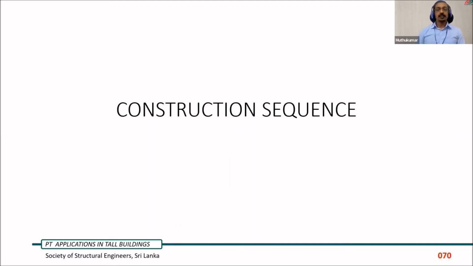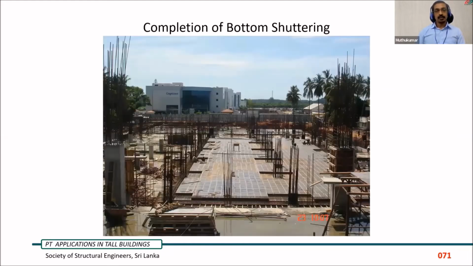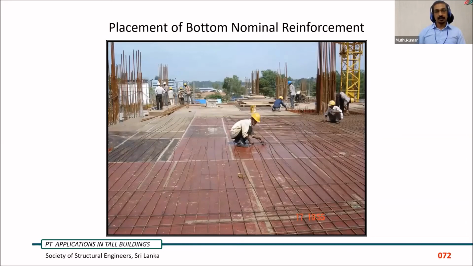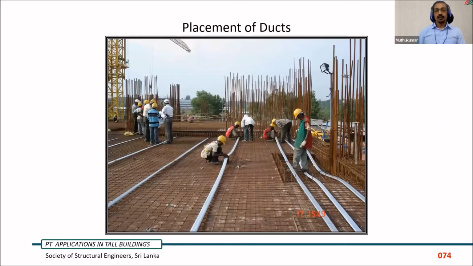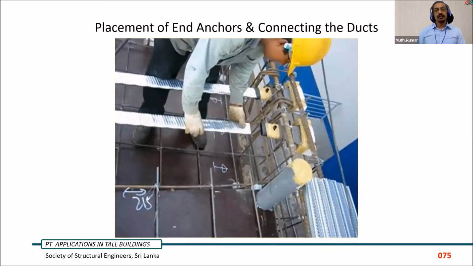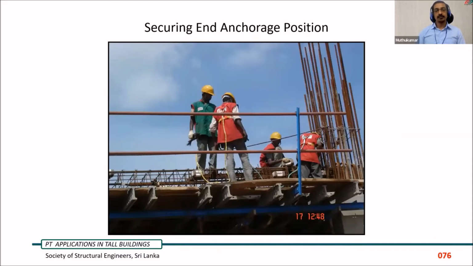Construction sequence. A typical construction sequence for regular post-tension slabs. Upon completion of bottom shuttering, we'll start laying the nominal reinforcement. Then upon completion of nominal reinforcement, tendon, bar chairs and ducts will be placed initially, and these ducts will be connected to end anchorages with the grout vents. We have to fix the end anchorages so that they stay in position while concreting.